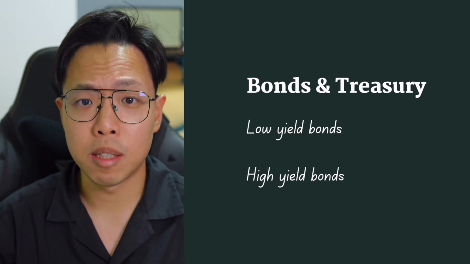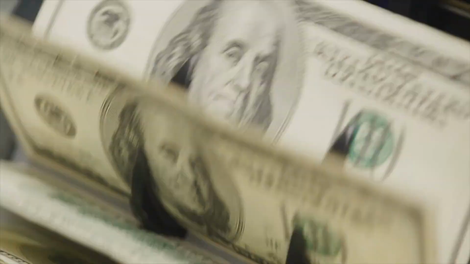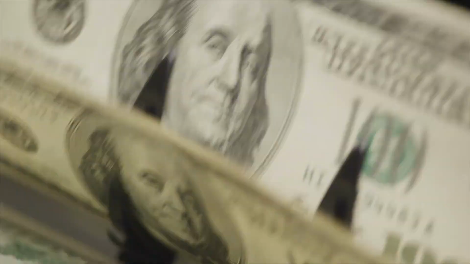This second bucket, we're actually talking about bonds and treasuries. And so what I've done is actually split it into two components, low yield bonds and high yield bonds. Now, low yield bonds are what we call investment grade bonds. So in terms of volatility, these are not very volatile. So I would say this is a 2 out of 10.